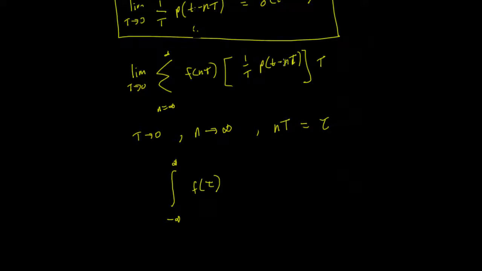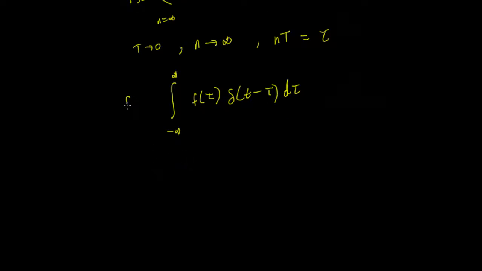Right, the 1 upon t, p of t minus nt, again we've seen that above, that's just going to become our delta t minus, well, nt, which is tau. Delta t minus tau, and the small element t as well is going to be a small differential, d tau. So that there is the convolution operator. So what we're saying here is we've created a function f of t. So f of t is the same as saying f of t convolved with delta t minus tau.